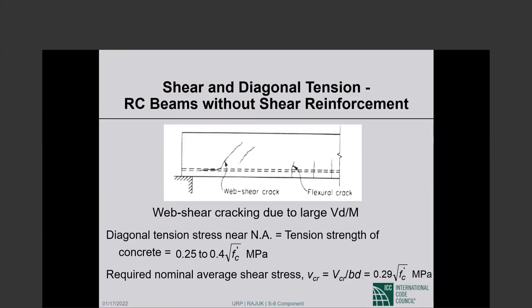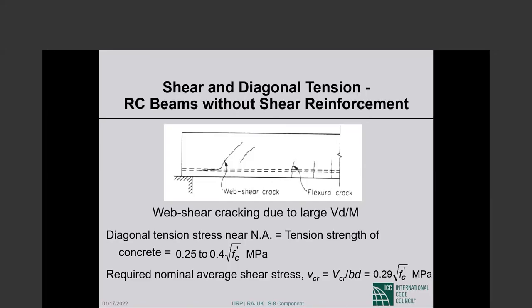Now, we are looking at a reinforced concrete beam without shear reinforcement. This is the left support. There is a support to the right someplace. This is the tension reinforcement. The important thing is that there is no shear reinforcement.